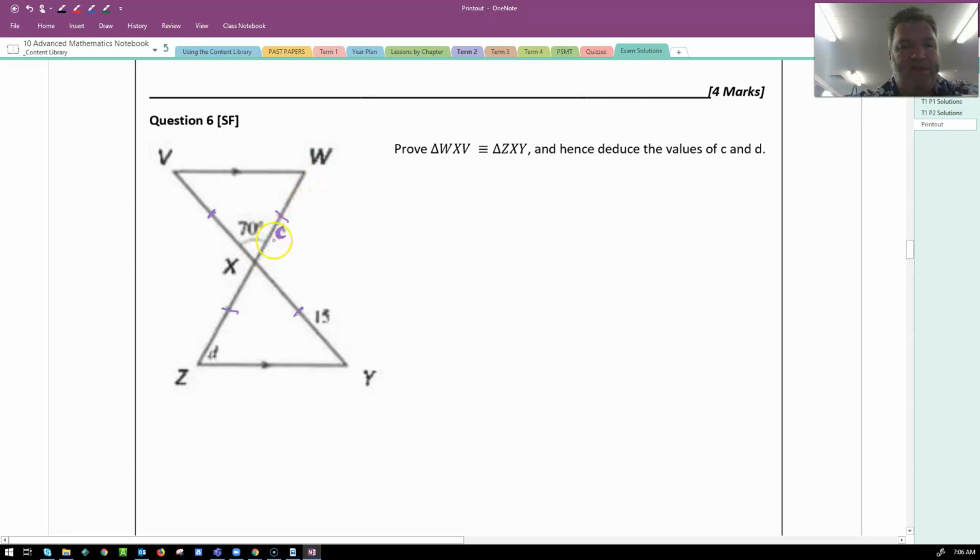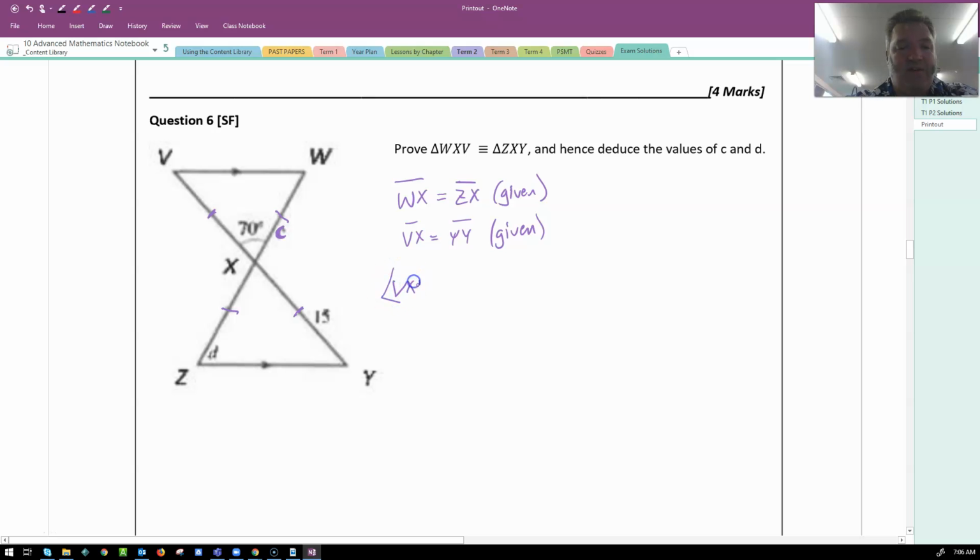So here, WX is supposed to correspond to ZX. Well, WX and ZX are equal, and we were given that. They put little indicators on there to tell us that they were equal. In the same way, VX was equal to YX. That was also given. So I've got two sides. I'm thinking side angle side, I probably need an angle. Well, what angle do I know?